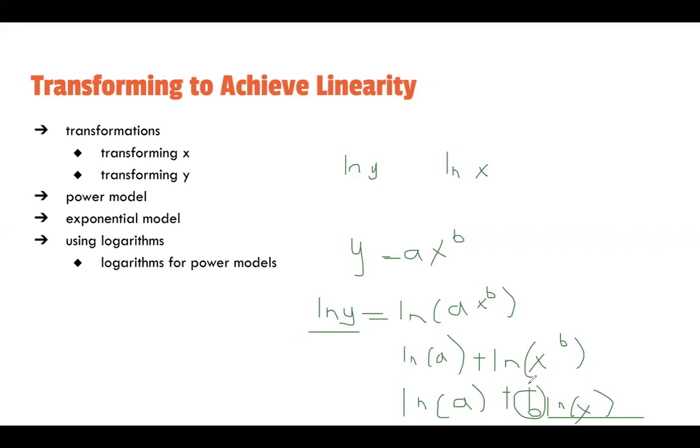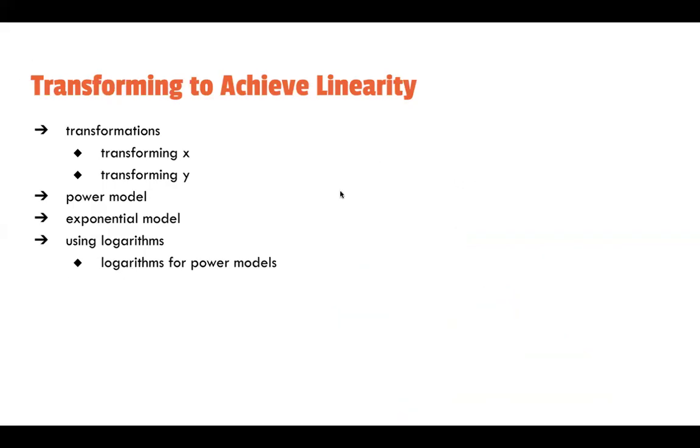So when you get an equation, after you transform it here, the slope that you get for this is going to be the power that it was originally. So if you don't know what the power is going to be, an easy way to find it is to use logarithms and find the slope. That's just going to be the power. So now that's for power models.